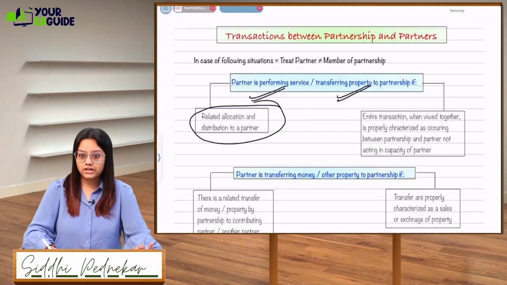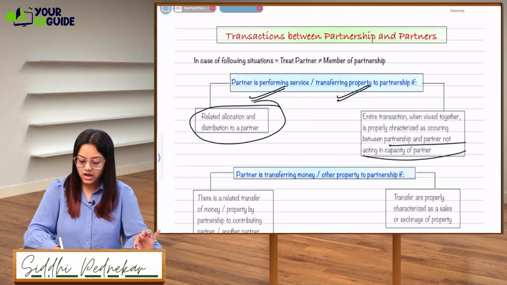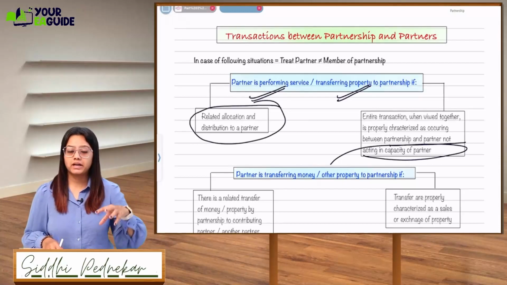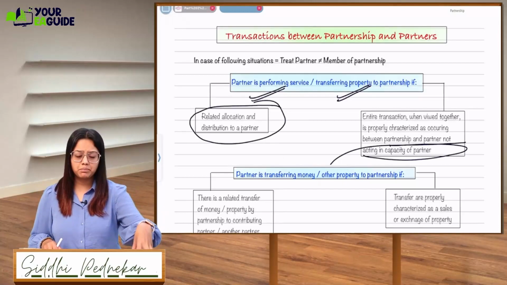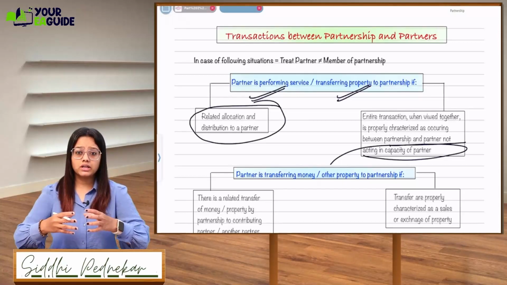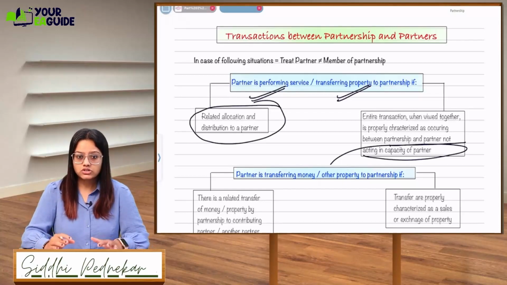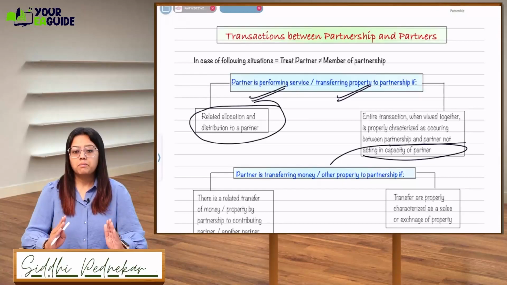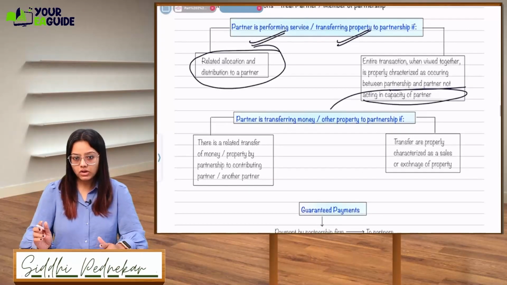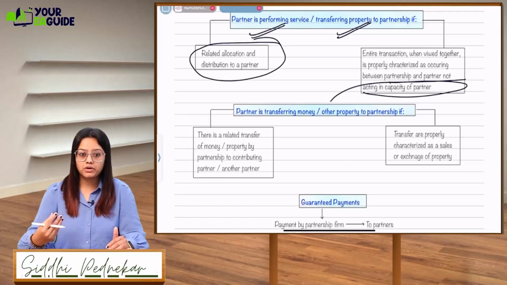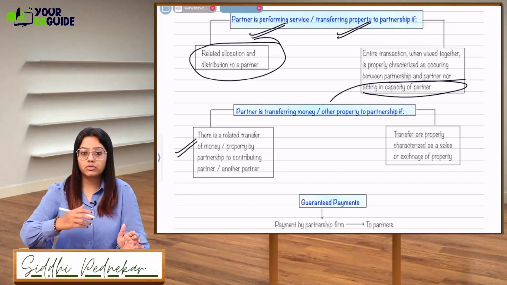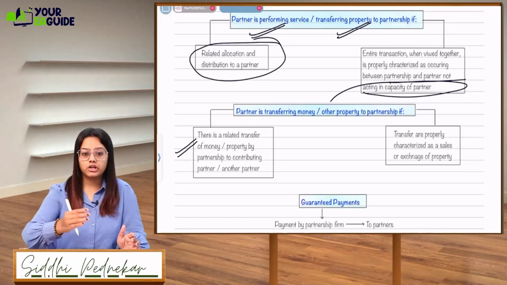The entire transaction, when viewed together, is properly categorized as occurring between the partnership and a partner not acting in the capacity of a partner. I'm just providing my property, and against that they are paying me rent on a continuous basis. The entire transaction is not with the intention to contribute the property to the partnership firm and become a partner. So these are the two cases where you will not treat a particular person as a partner in a partnership firm. If a partner is transferring money or other property to the partnership firm, this relates to the transfer of money or property by a partnership firm to the contributing partner or another partner.